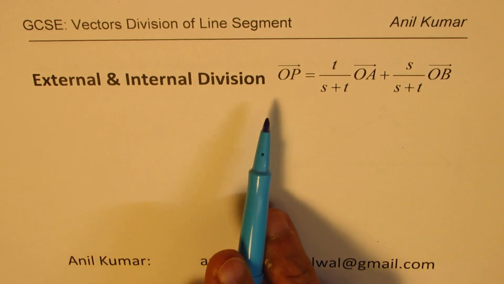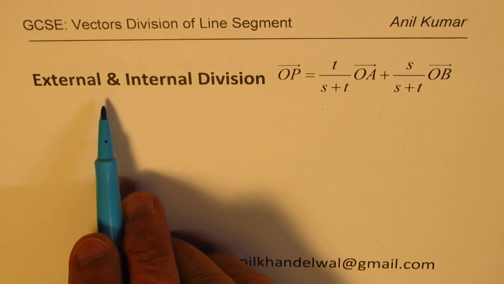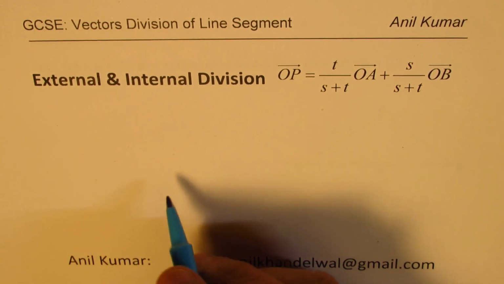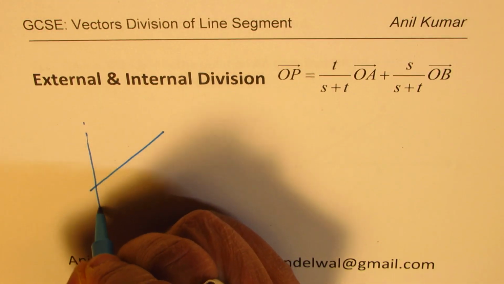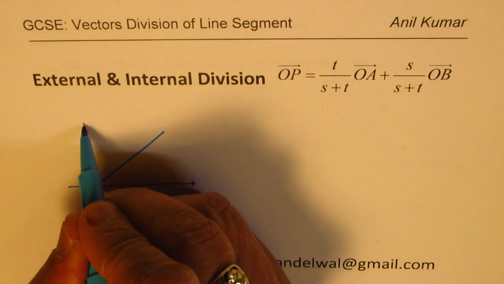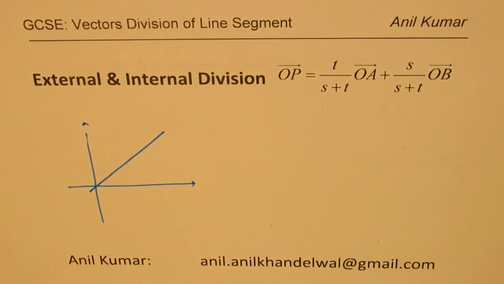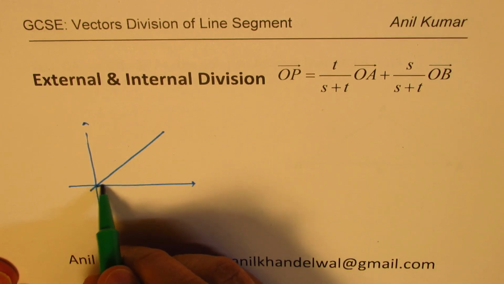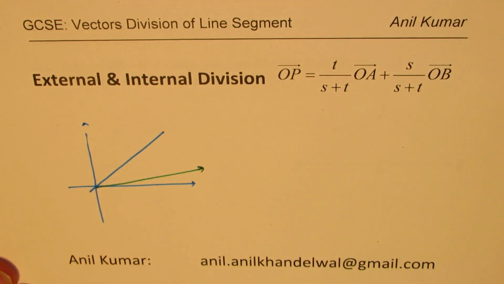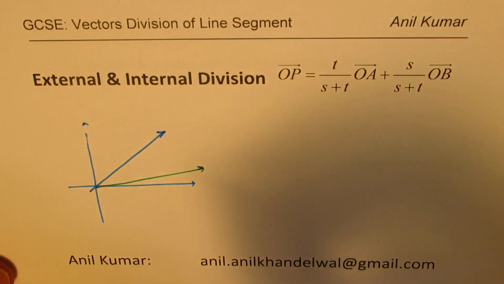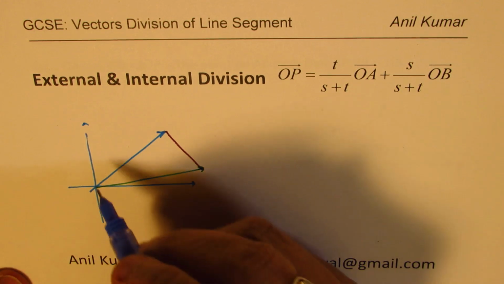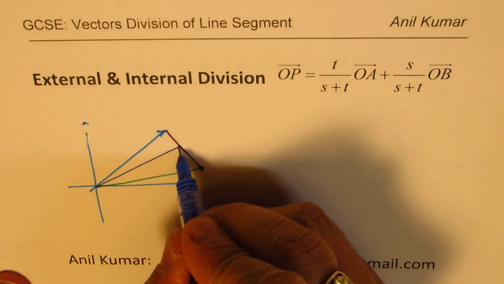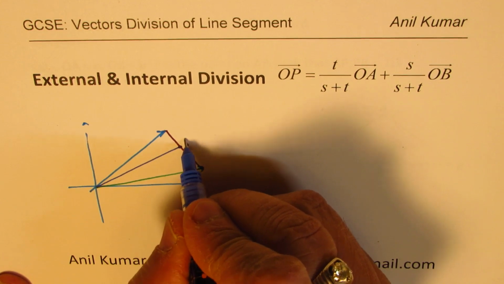Let us first discuss the basic concept. We'll talk about internal and external division of a line segment. What does it mean? Well, let's consider this as our coordinate plane, and we have two vectors, A and B. This is the vector A which I've already drawn, and then we have a vector B. On this line which joins A to B, we have a point P.